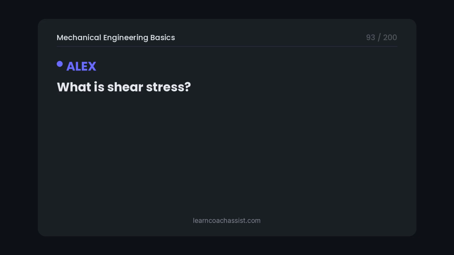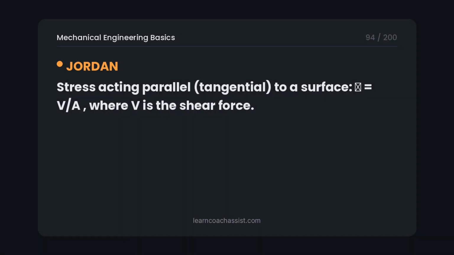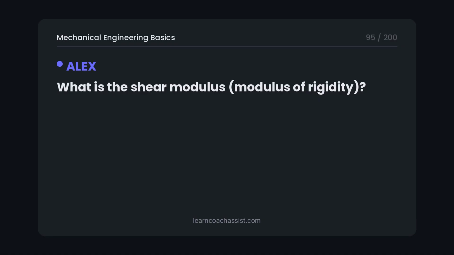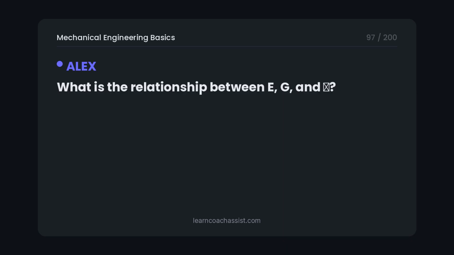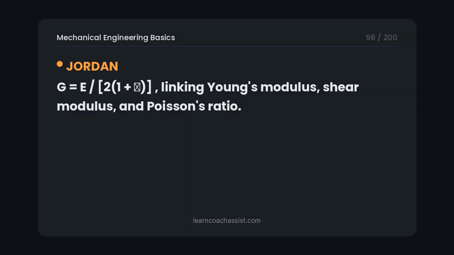What is shear stress? Stress acting parallel, tangential, to a surface, tau equals V/A, where V is the shear force. What is the shear modulus, modulus of rigidity? The ratio of shear stress to shear strain, G equals tau/gamma. What is the relationship between E, G, and nu? G equals E/2(1 plus nu), linking Young's modulus, shear modulus, and Poisson's ratio.